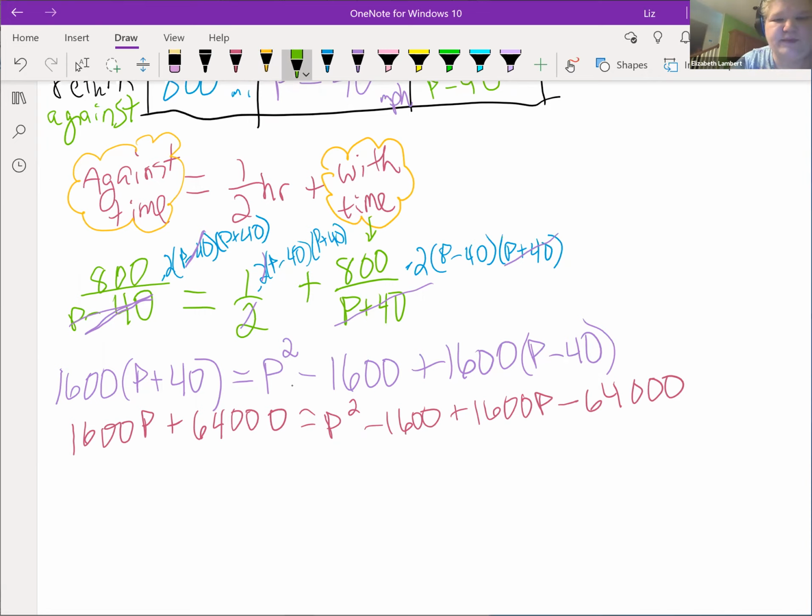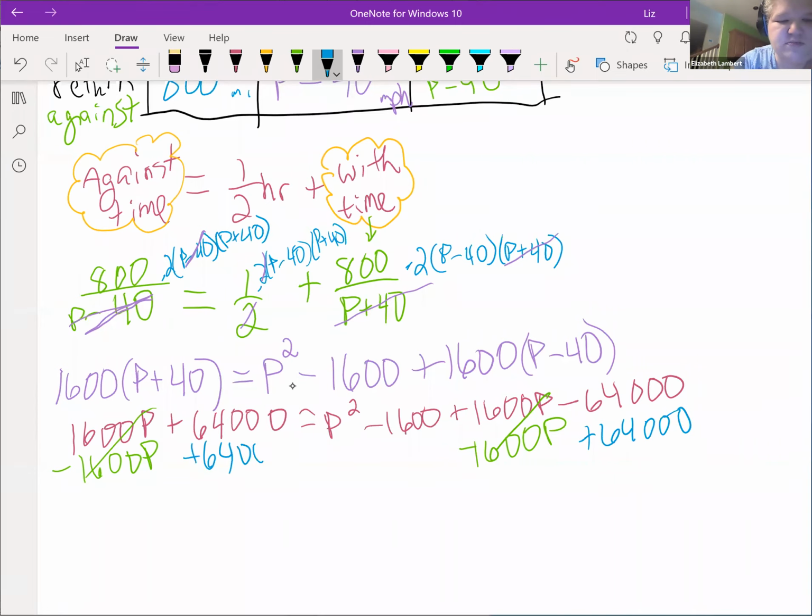All right. So we're going to try to get our like terms together. My p squared is here on the right, so I'm going to move all my stuff on the left over there. PPP minus 1600p. And notice those cancel. So I'm doing it in this order deliberately. Those cancel, so I'm actually just going to have p squared and numbers. So I can use the square root property. I don't even have to factor. So I'm going to add 64,000, and I'm going to add 1,600.